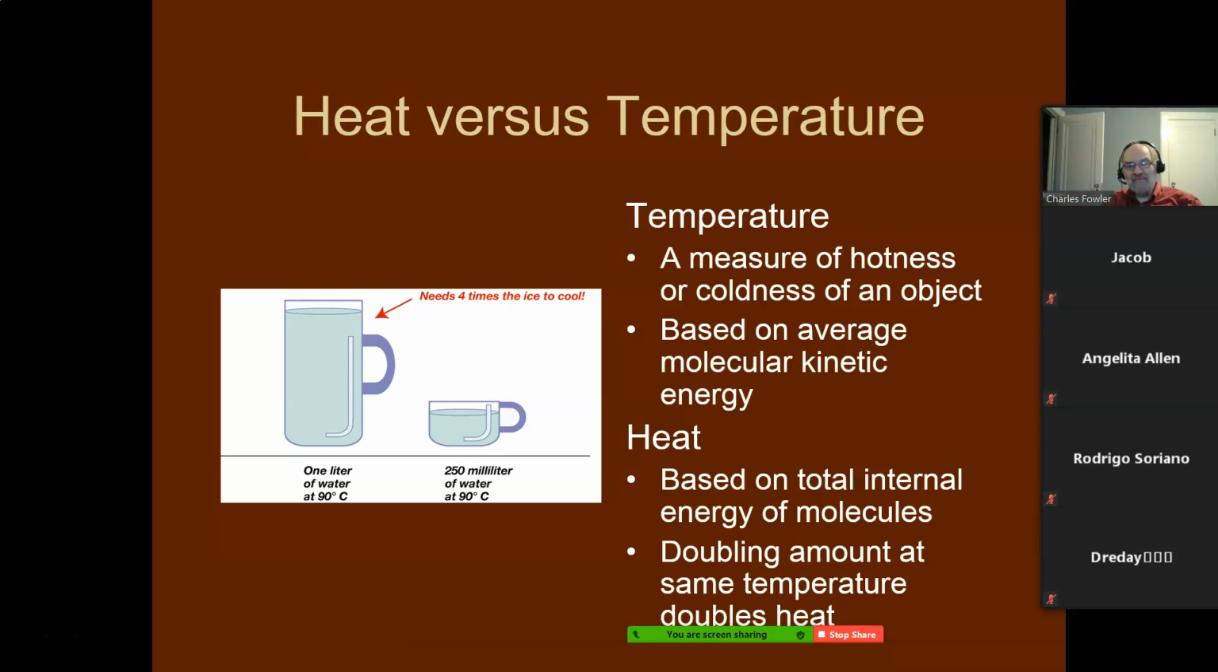Doubling the amount of, say, water or whatever you're dealing with, doubles the amount of heat, even though you're at the same temperature.